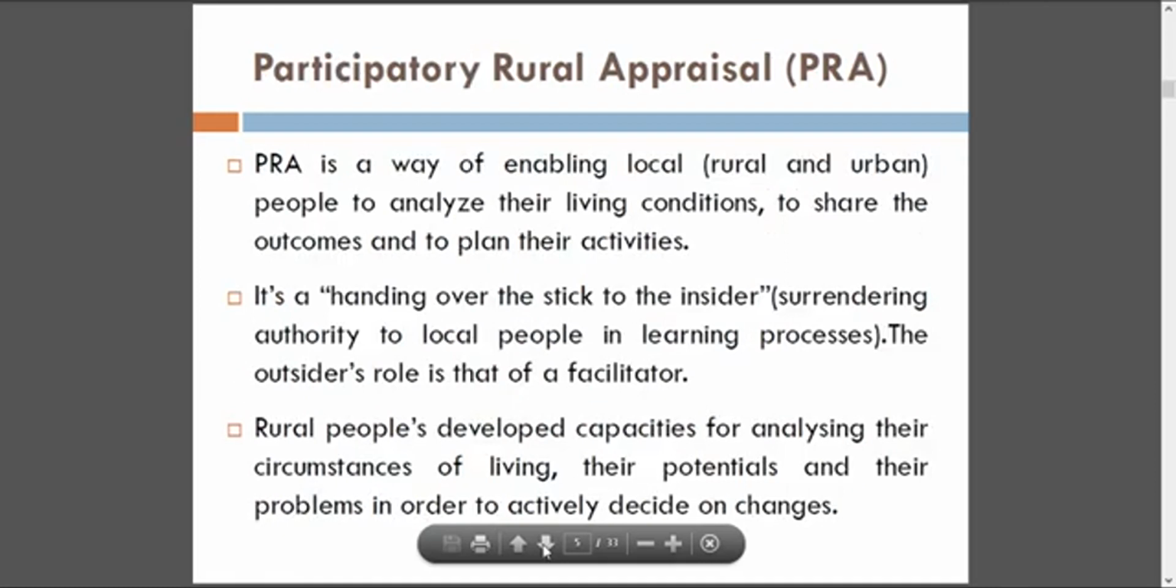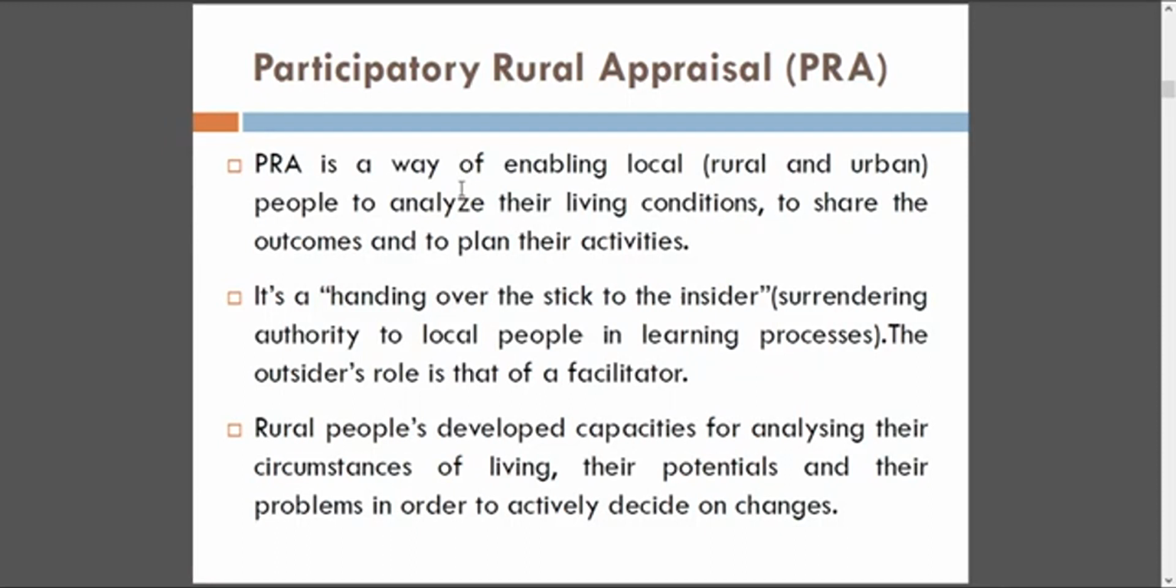But after some time, the practitioners came up with a much better approach, which is the participatory rural appraisal. This participatory rural appraisal is a way of enabling local people to analyze their living conditions, to share the outcomes, and to plan their activities. So this method actually involves the local people much more than in rural rapid appraisal.